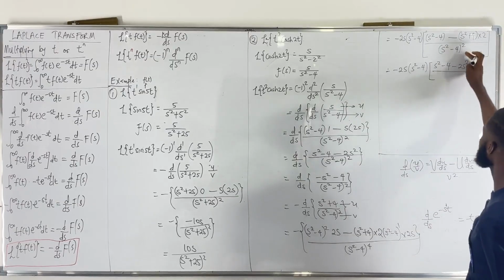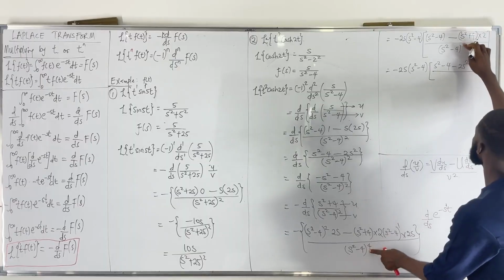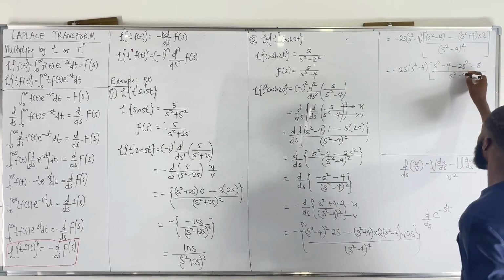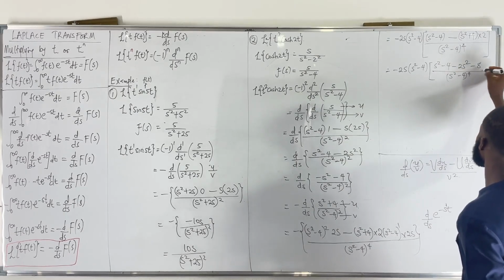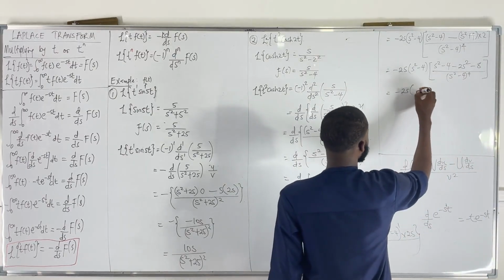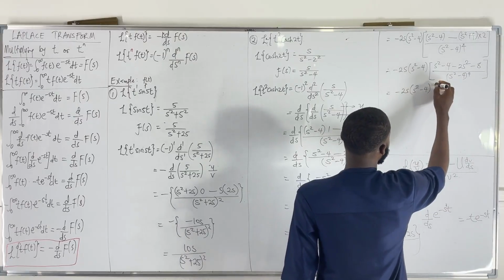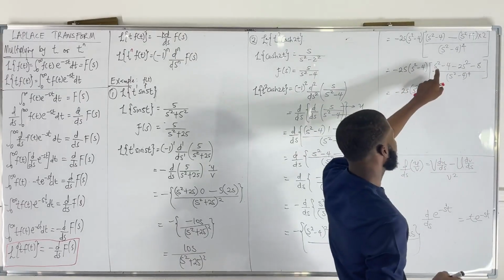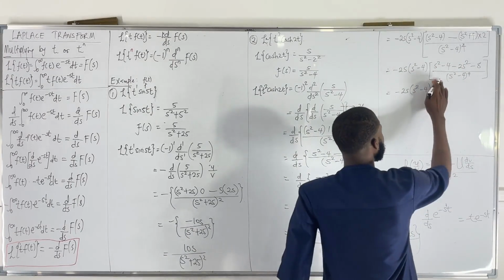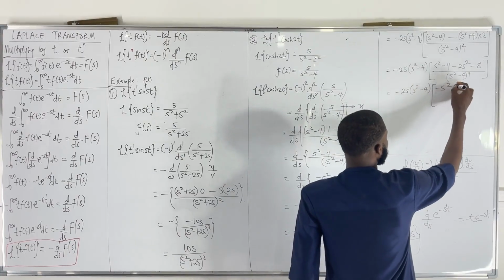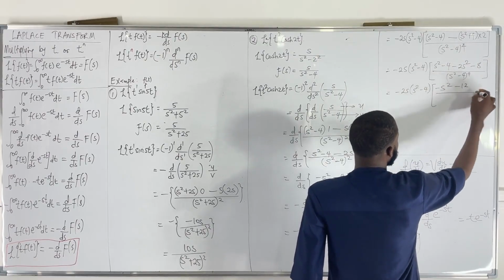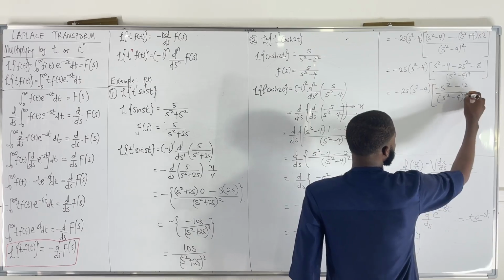Then this will be divided by, oh sorry, this was to the power of 4. This is to the power of 4. All right, so this is (s squared minus 4) to the power of 4. So this will be minus 2s into (s squared minus 4). And then what I'm going to have here: s squared minus 2s squared is going to be minus s squared. And then minus 4 minus 8 is going to be minus 12, divided by (s squared minus 4) to the power of 4.